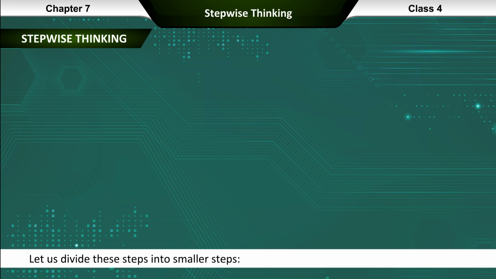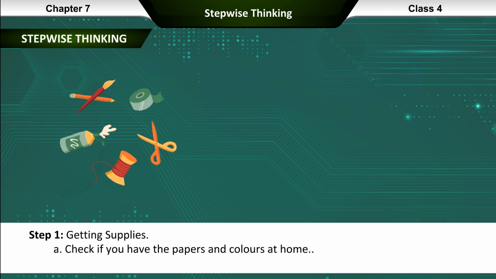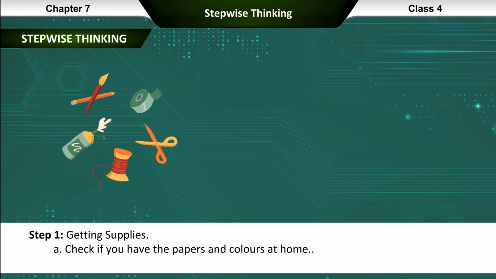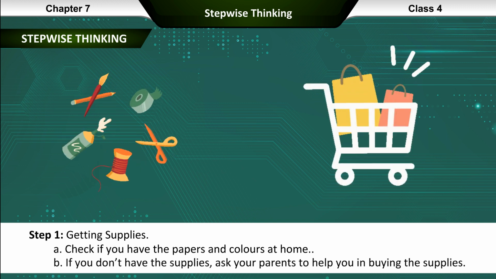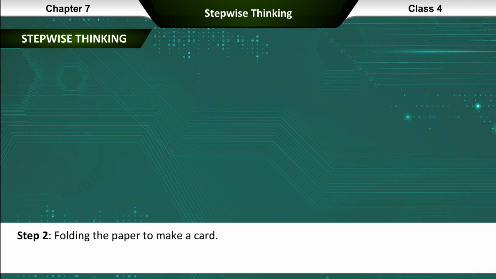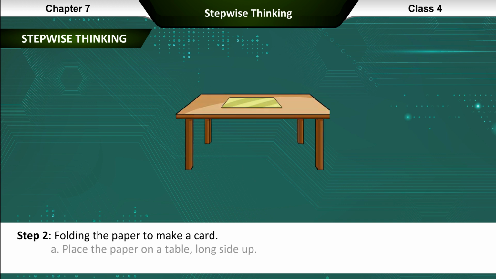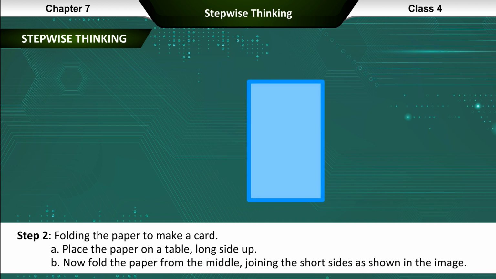Let us divide these steps into smaller steps. Step 1. Getting supplies. A. Check if you have the papers and colors at home. B. If you don't have the supplies, ask your parents to help you in buying the supplies. Step 2. Folding the paper to make a card. A. Place the paper on a table, long side up. B. Now fold the paper from the middle, joining the short sides as shown in the image.